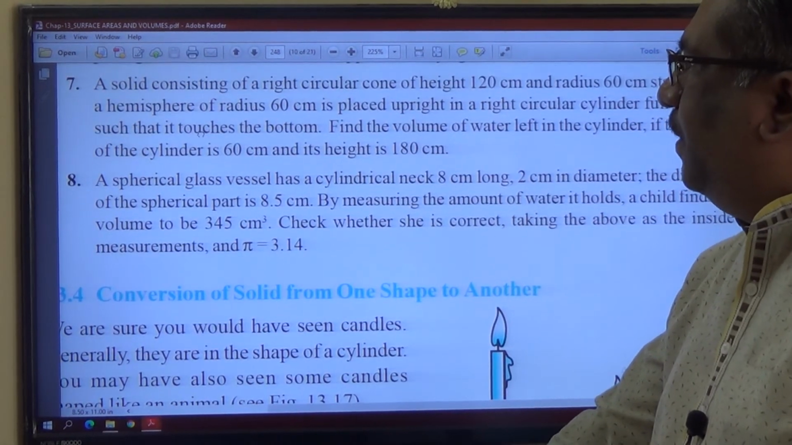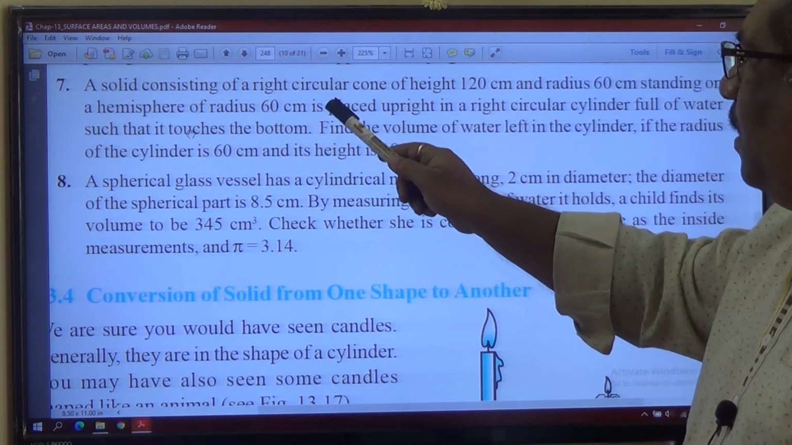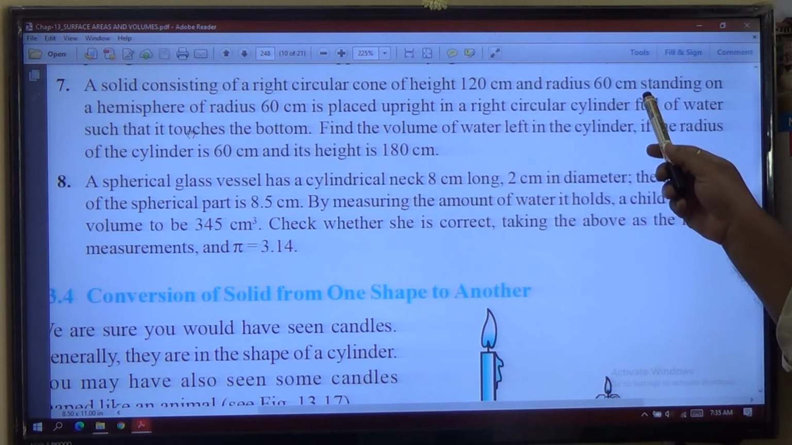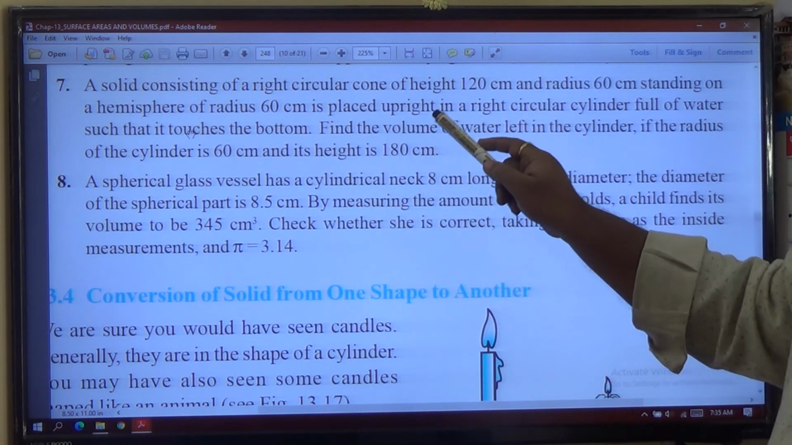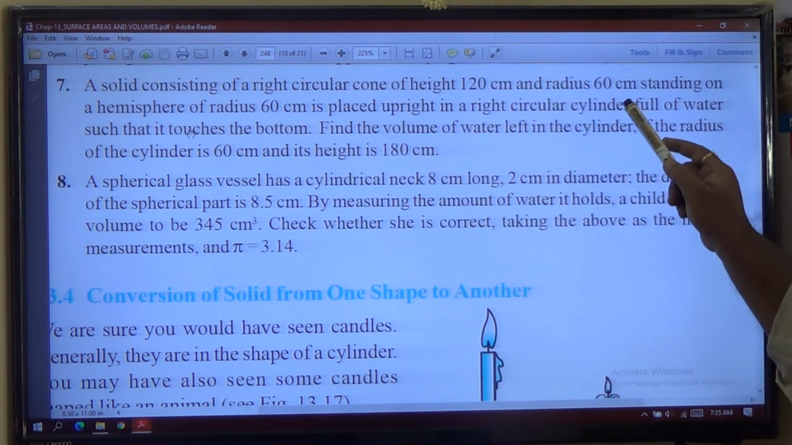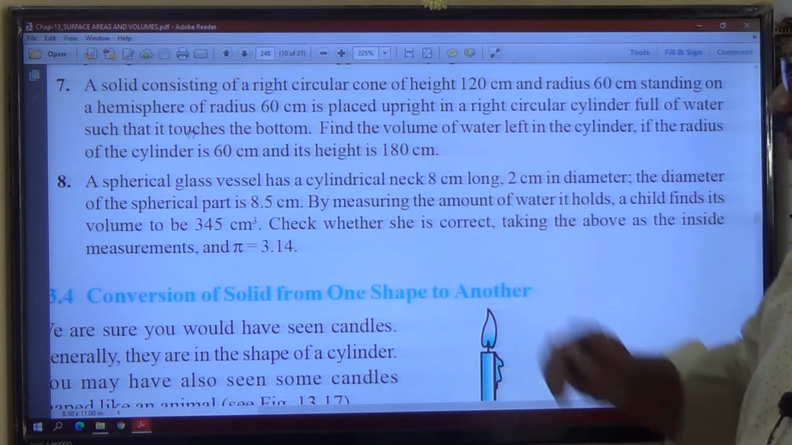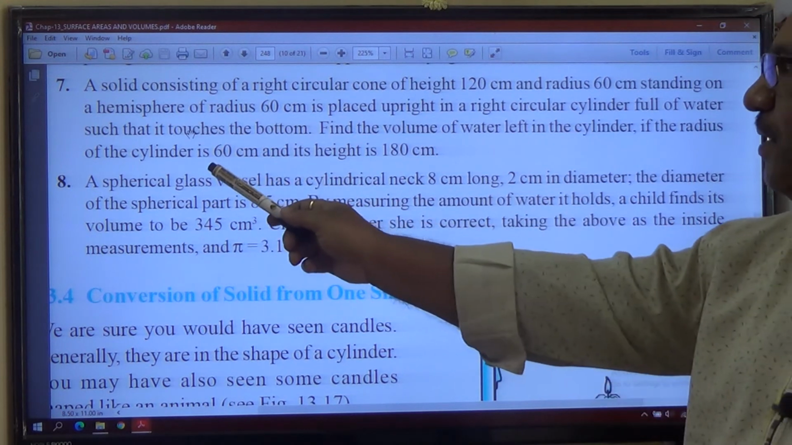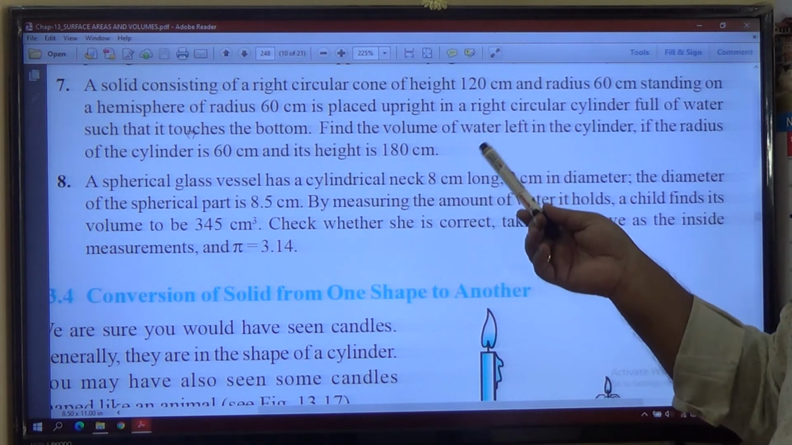Next question, 7th one. Question number 7. A solid consisting of a right circular cone of height 120 centimeter and radius 60 centimeter standing on a hemisphere of radius 60 centimeter is placed upright in a right circular cylinder full of water such that it touches the bottom. Find the volume of water left in the cylinder if the radius of the cylinder is 60 centimeter and its height is 180 centimeter. All the information over here is given, no need to calculate any information.